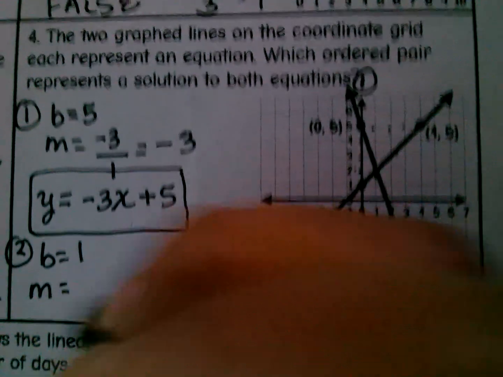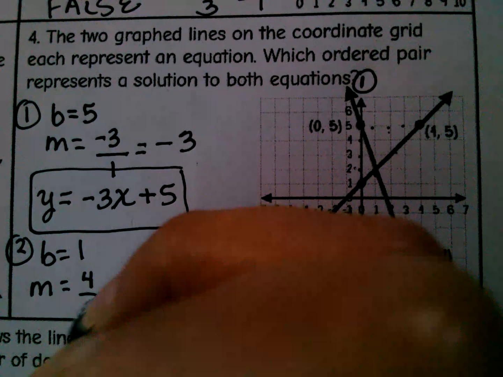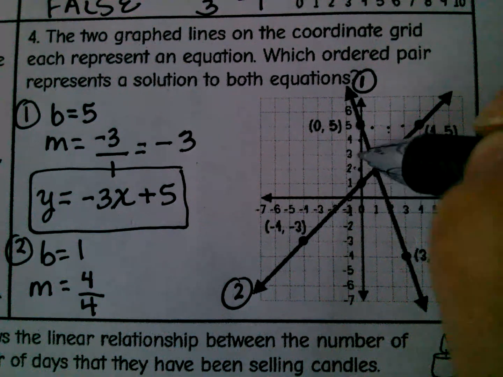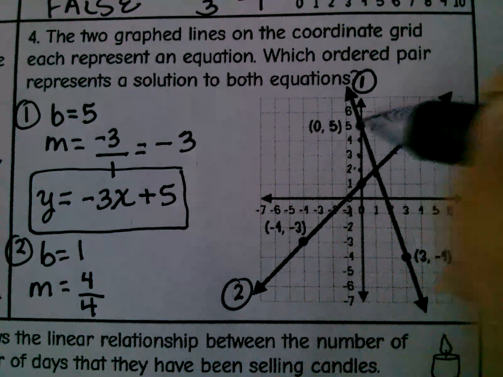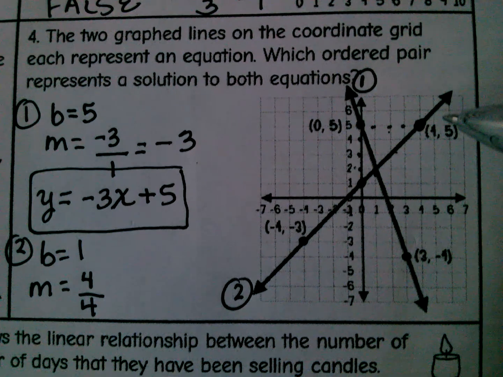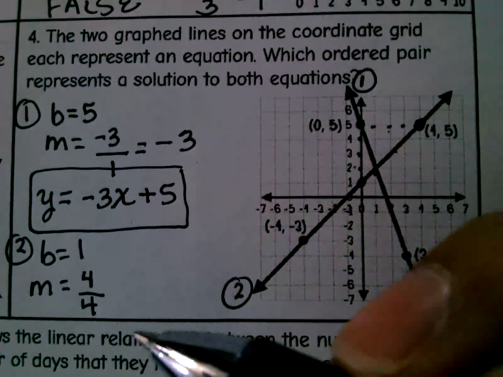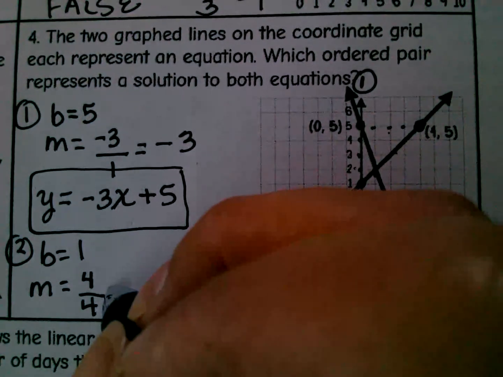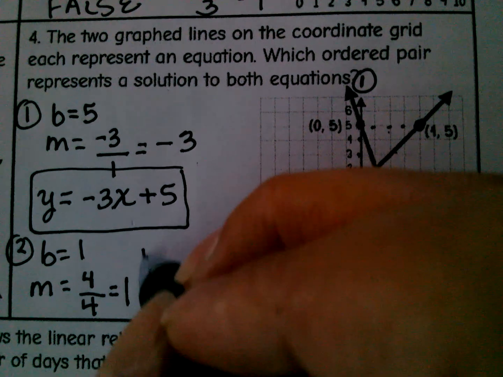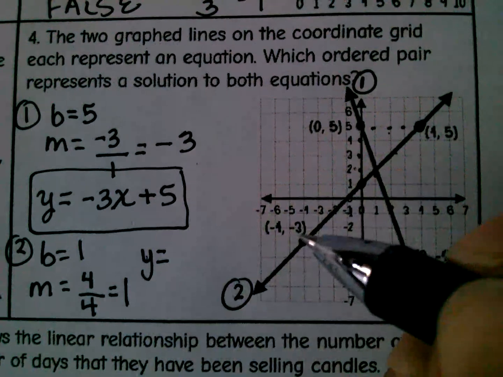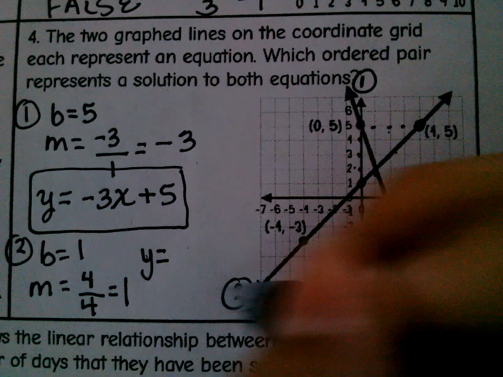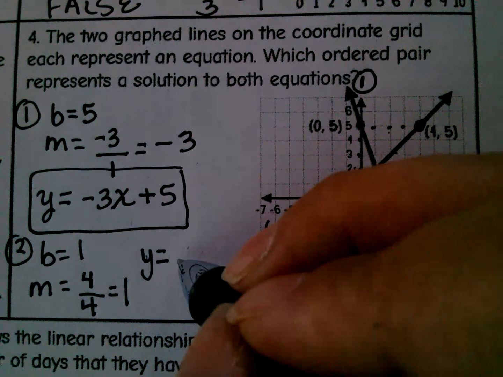He said, go ahead and rise 4 and run 4, which he's right. Look, 1, 2, 3, 4. 1, 2, 3, 4. Am I back on the line? Yeah. So 4 over 4 is really what? 1, right? So then give me the equation. Now you know your B, now you know your M. What's your equation going to look like and sound like? Y equals?